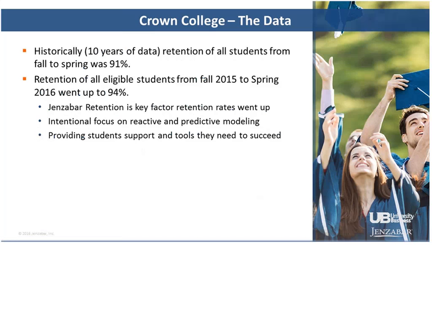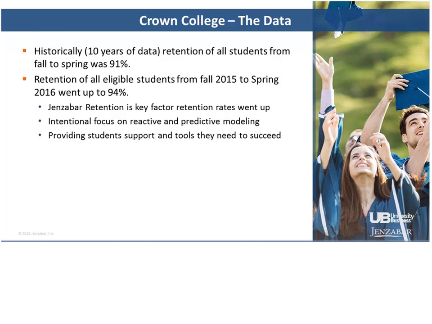So historically, our data from fall semester to spring semester, we retain about 91% of our students. That wasn't high enough for us. This past fall to spring, it actually went up to 94%. So we feel like, wow, some of our intentionality is working. I think the Jenzabar alert system, the reactive and the predictive modeling, have been a key factor in our retention rates going up. Certainly we have to continue to analyze data. We cannot say that our retention rates are going up off of one semester worth of data. We will continue to analyze that. But we have been intentional about putting focus into reactive and predictive modeling.